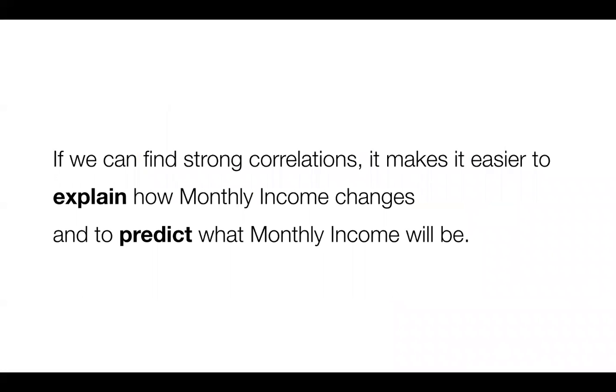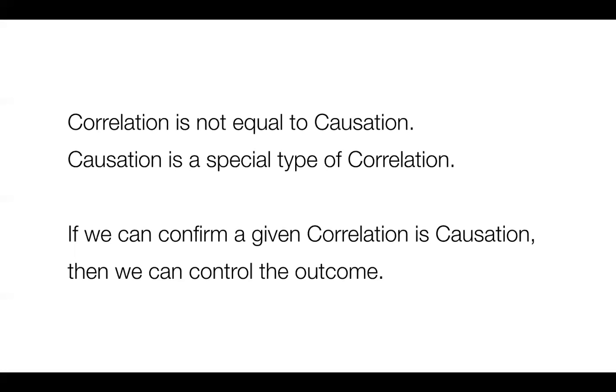So if we can find a strong correlation, that makes it easier to explain how monthly income changes. And it also means we can predict what monthly income will be. So that's why correlation is important.